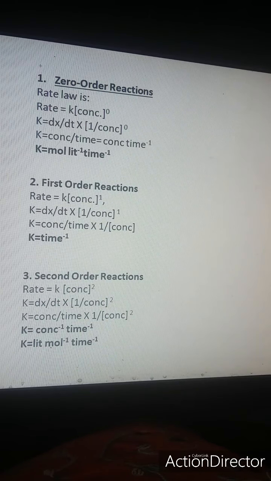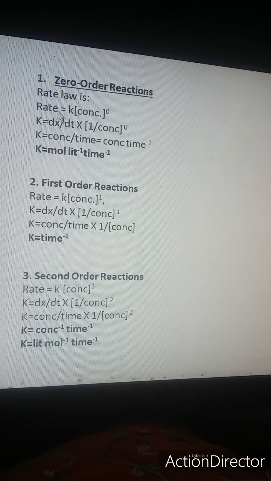Now let us talk about the units of different orders. For zero order reaction, the unit is mole liter inverse time inverse. Let us see how we got that. According to the rate law equation, rate will be equal to K, concentration of the reactants. Since it is zero order, it is not depending on the reactants, so you will write concentration to the power 0. So K will be equal to rate upon, this will go in the denominator.